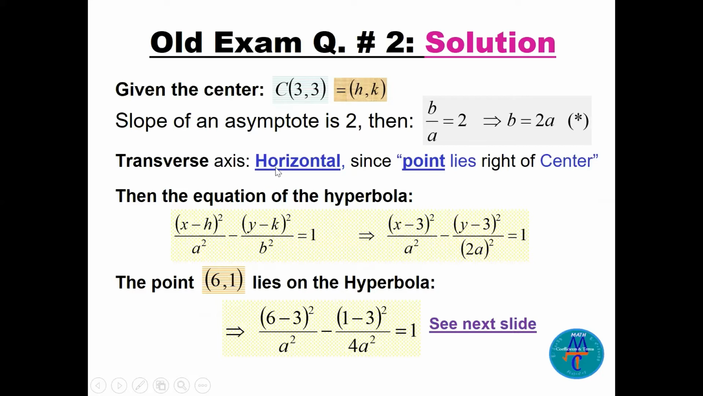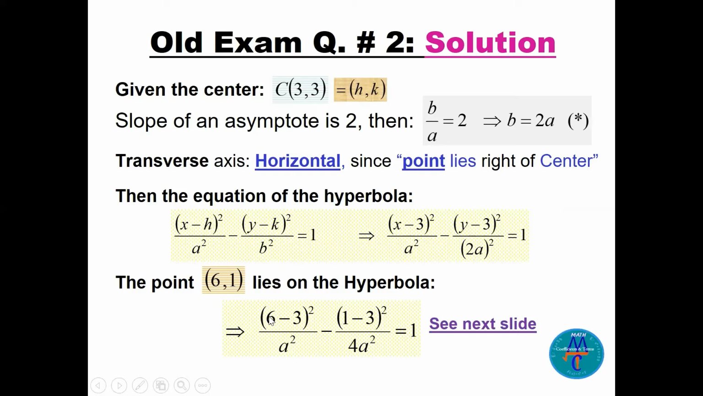Now, this is a horizontal transverse axis, parallel to the x-axis. So we can write the equation as (x minus h) squared over a squared, a squared under the positive, minus (y minus k) squared over b squared is equal to 1. We have the center (h, k) as (3, 3), so we can write it down: (x minus 3) squared, (y minus 3) squared. Now b, I can take it from star and put here 2a. Square it, all of it. And now also the point (6, 1) lies on the hyperbola, so it will satisfy the equation.